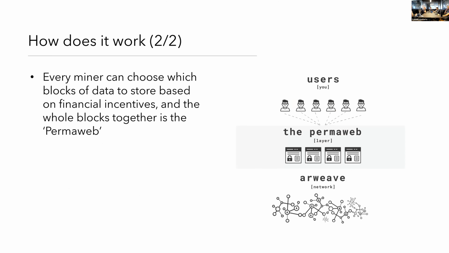But let's try to continue. So how does it work? We've talked about how every miner can choose which blocks of data they store based on financial incentives, and the whole block together is the permaweb. The users see all these web pages and data, but on the back end you have different nodes storing different types of data. And now you can do a short demonstration.